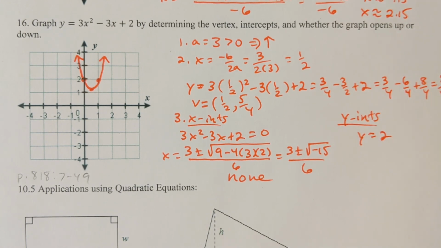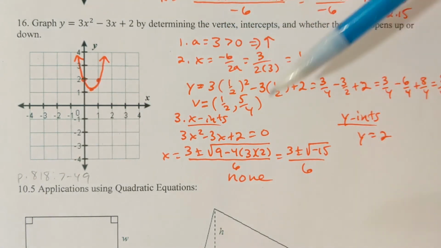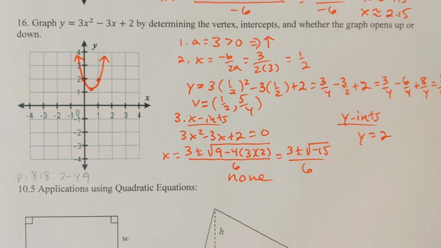All right, that's all I had for this section. The homework is on page 818. Be sure to look at the odd-numbered problems listed there.